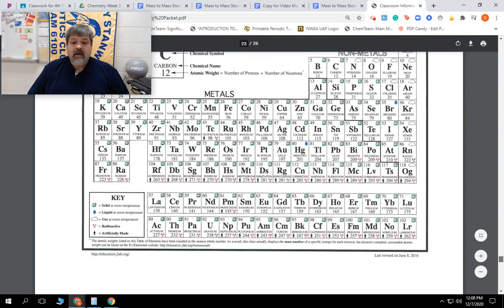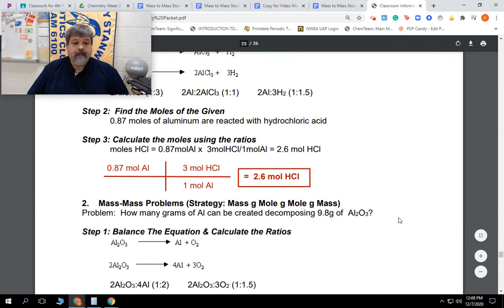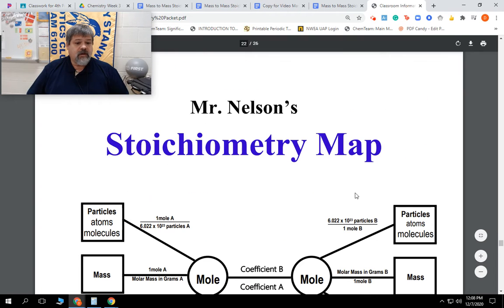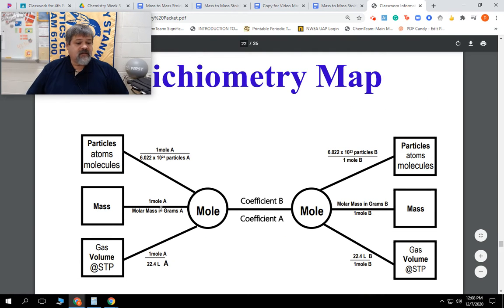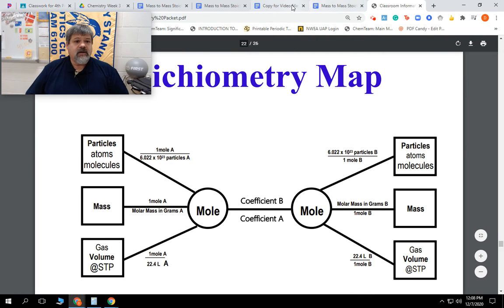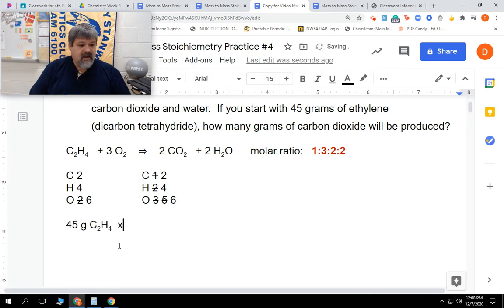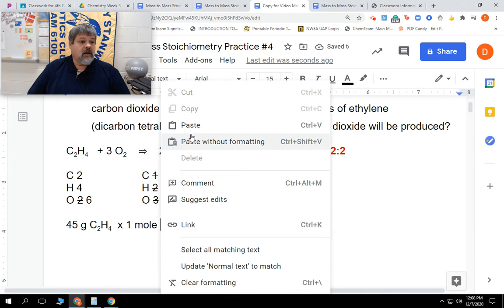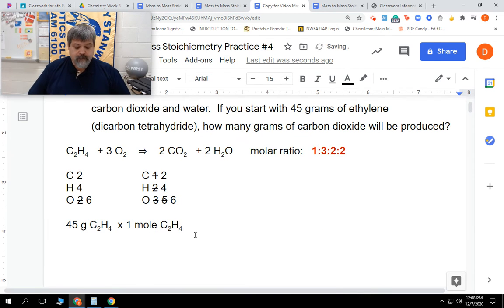Now the next step is we're going to do 3 steps according to our stoichiometry map. If we go back down to our stoichiometry map, there we have it. We're going from mass to mole, so I put 1 mole on top, and we'll put the molar mass of whatever we're talking about on bottom. Then I'm going to put my molar ratio, and then do just the opposite as we did at the beginning to get from moles back to grams. So let's go back to the problem. We're going to put our times in our line. Remember, we're going to put 1 mole on the top, 1 mole of ethylene, so we're going to paste that in there.